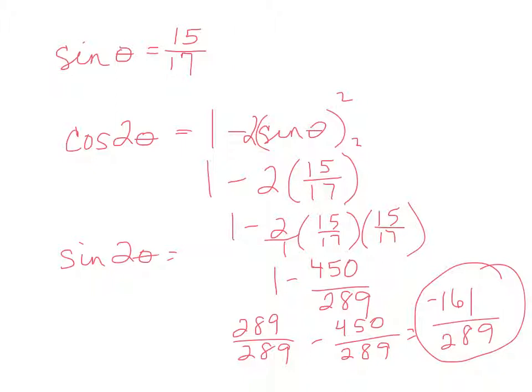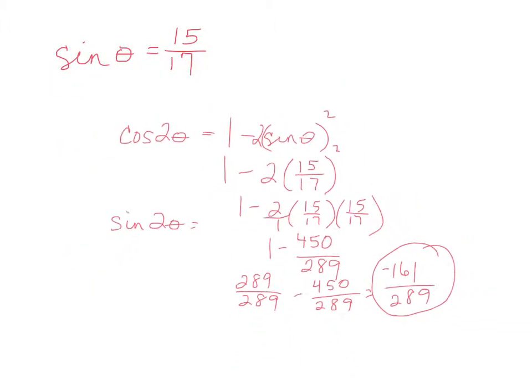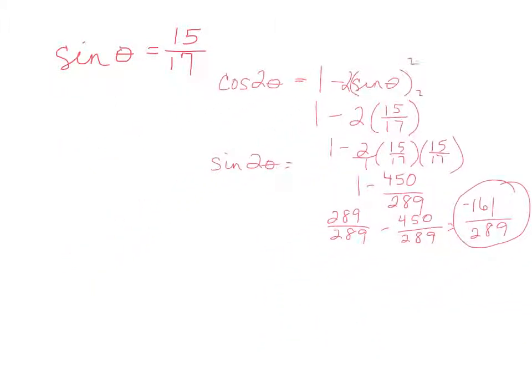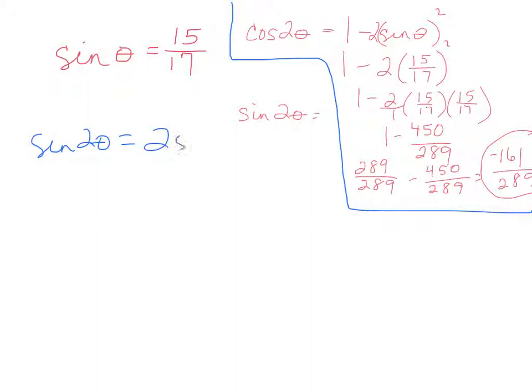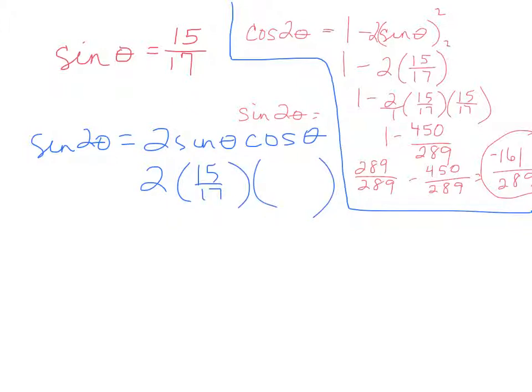So go back up to your other definition. Sine of 2 theta. So now we have an issue because the definition for the sine of 2 theta involves cosine. So we have some more work to do here. The definition for the sine of 2 theta is 2 times the sine of theta times the cosine of theta. So I'm fine with the sine of theta because they gave that to me as 15 over 17, but I have to find the cosine.